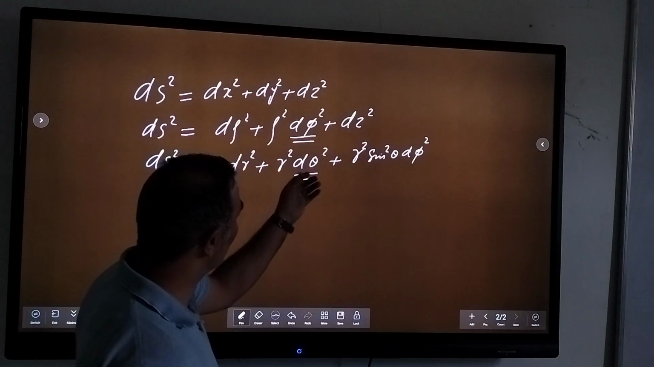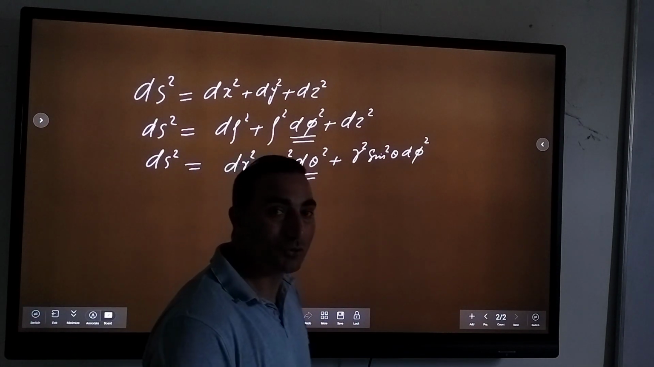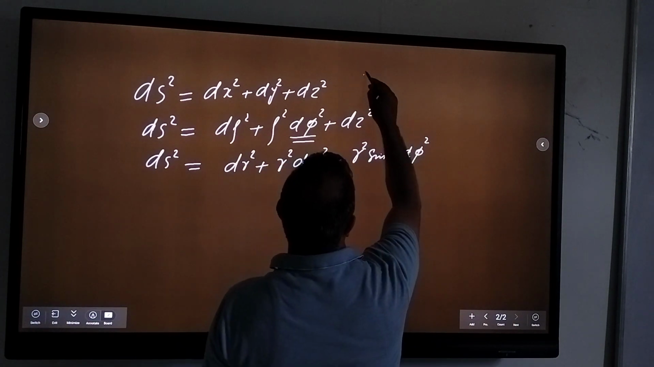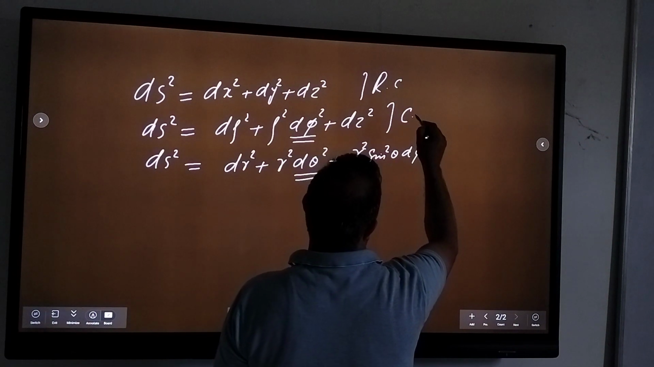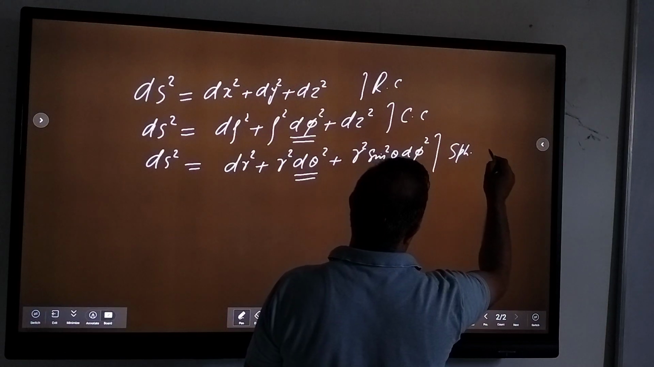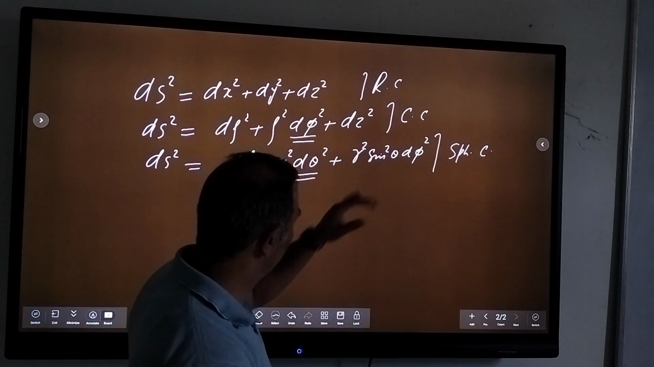So this should be r square. That means you need to multiply r square to this term and r square sine square theta to the third term in spherical polar coordinates, because these are in rectangular coordinates, these are in cylindrical coordinates, and these are the spherical polar coordinates, right? Okay.